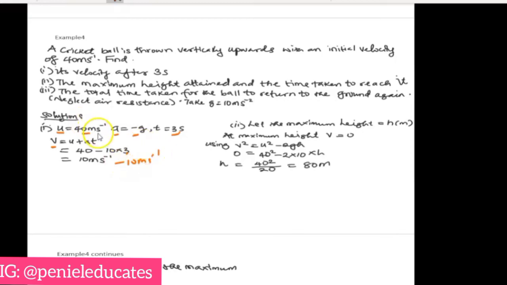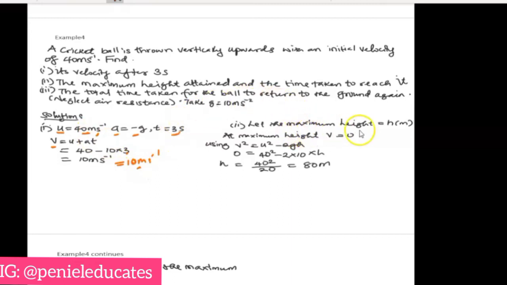Don't forget its initial velocity is this. And like I said, as it's going upward, it's going to be affected by acceleration due to gravity. And that's why you see that the velocity has reduced from 40 to 10 after 3 seconds.